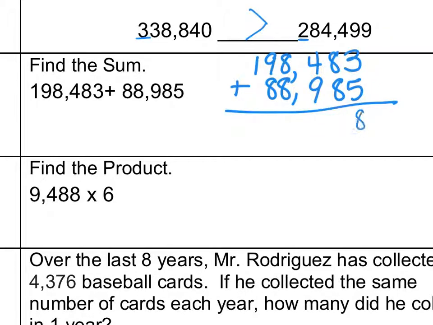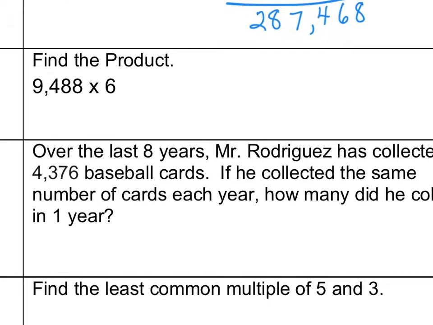All right, finding the sum. 3 and 5 is 8. 8 and 8 is 16. I give the 1 to the 9, and I've got 10 plus 4, that's 14. And look, I've got a doubles. 8 and 8 is 16, plus 1 is 17. Now, if I give this 1 to this 8, we've got 9 plus 9, that's 18. And 1 and 1 is 2. So 287,468.